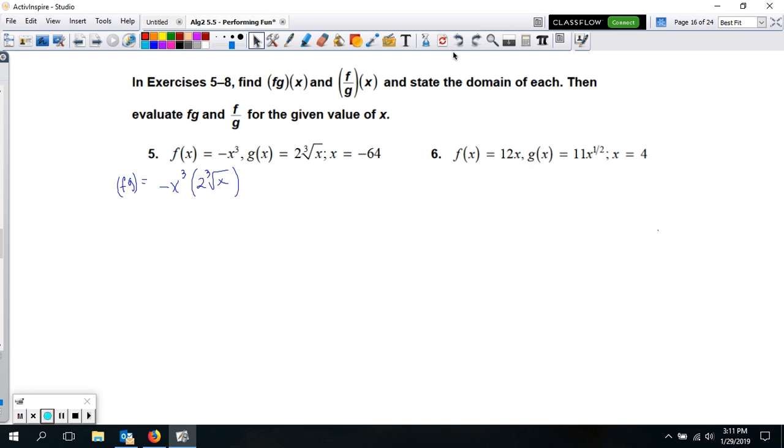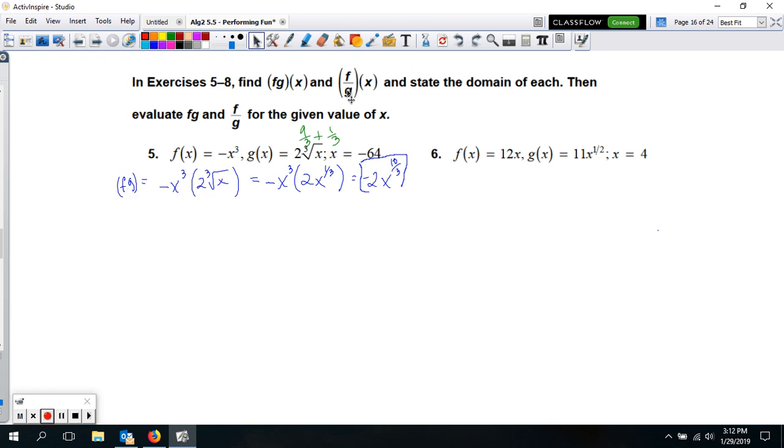So we're going to keep this the same in front. The negative x to the third is still here, and then 2 is still there, but now this cube root of x is now x to the 1/3 power. And so now that lets me multiply these together. So that's negative 1 times 2 is negative 2. And then on the x's, we're going to add the exponents, 3 plus 1/3. Well, I need a common denominator of thirds, so I need to change that 3 into 9/3. So 9/3 plus 1/3 would give us 10/3 for the exponent. And so it's negative 2x to the 10/3 exponent for the x. So that's our result for f times g.